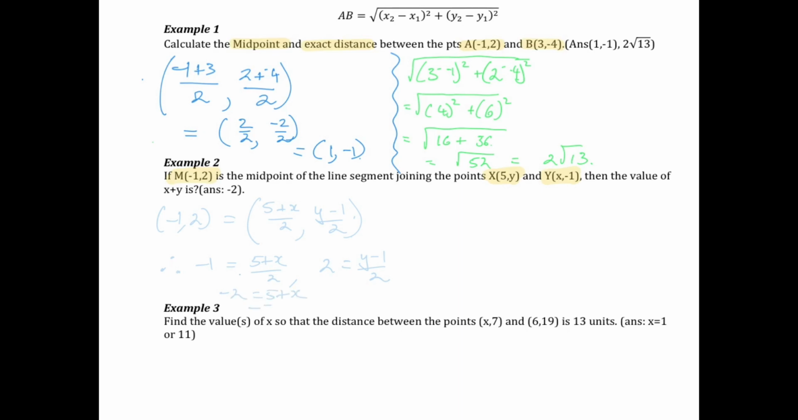take the 5 across, gives us -2 minus 5, so x equals -7. Multiply 2 across again, add 1, so we'll get 5 is equal to y. Now the answer is looking for what the sum of x plus y is equal to, so x plus y is equal to -7 plus 5, which gives us -2.